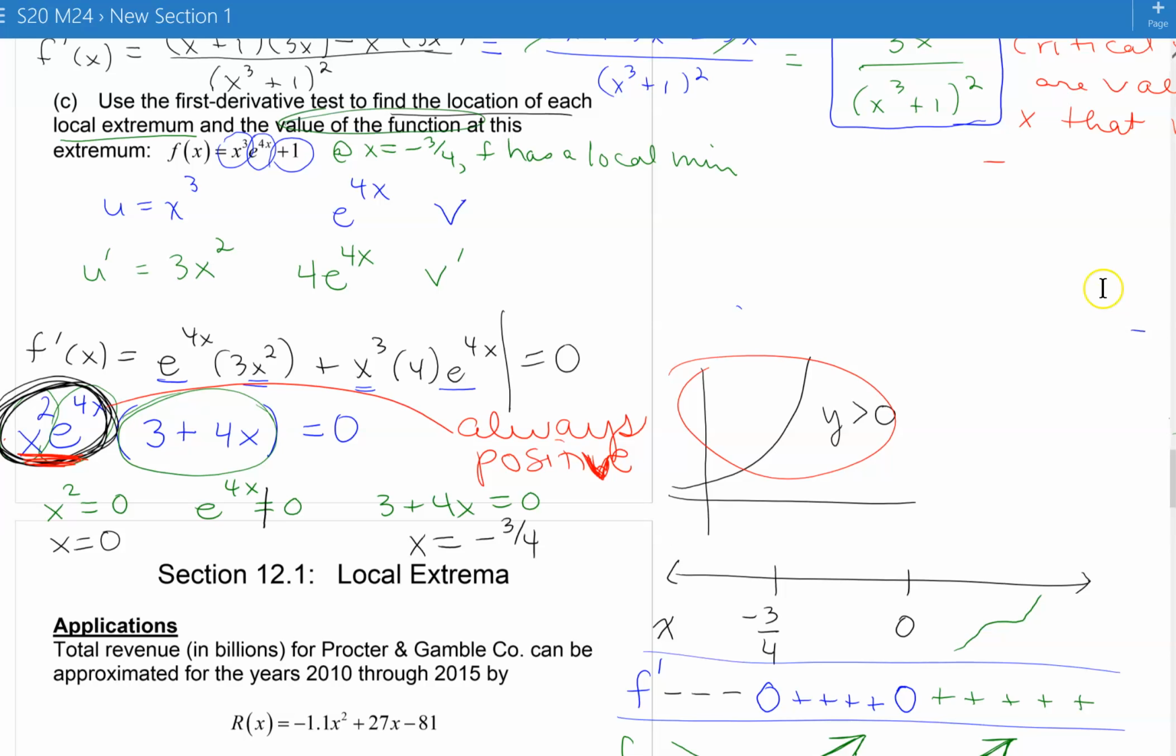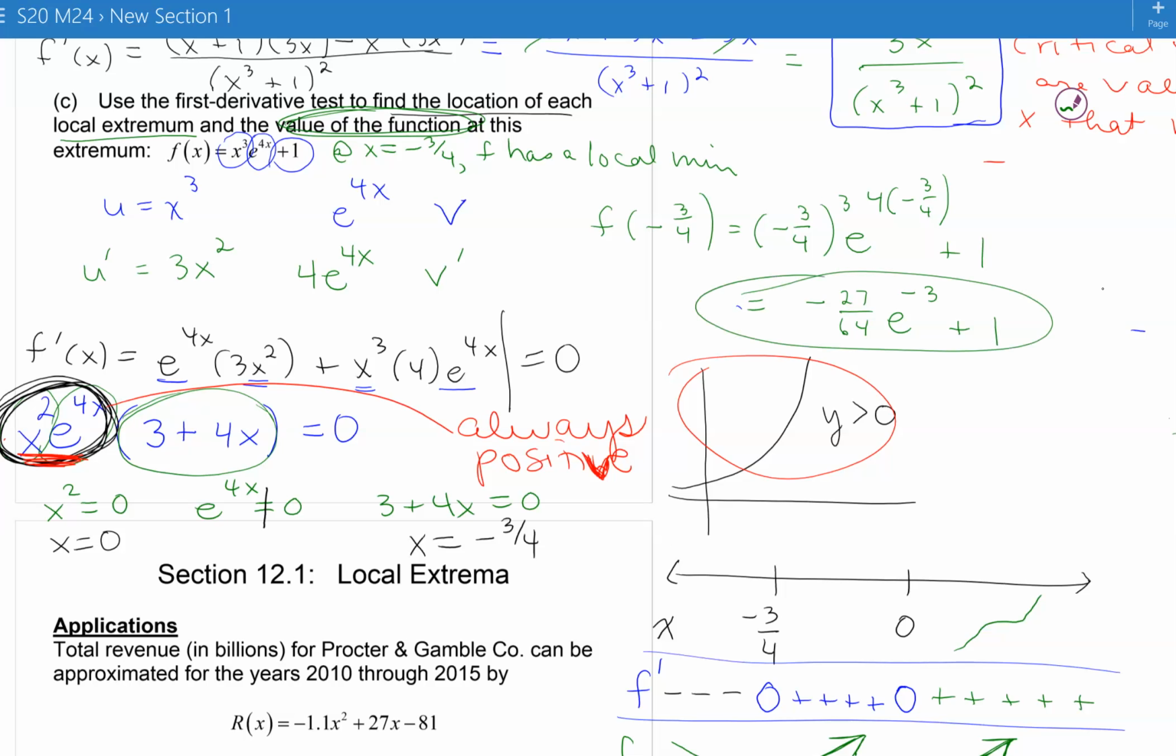And the value of the function here would be f of negative 3/4. So you would have negative 3/4 cubed times e to the 4 times negative 3/4 plus 1. So that's going to be negative 27/64 e to the negative 3 plus 1. And that's the exact value. You could get a decimal approximation, but I'm not going to ask you for that. Okay, so I'm going to pause the movie here and do one more movie for the application problems.